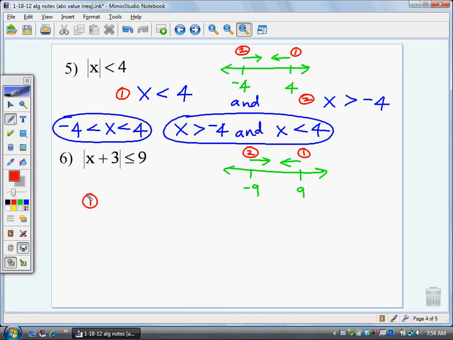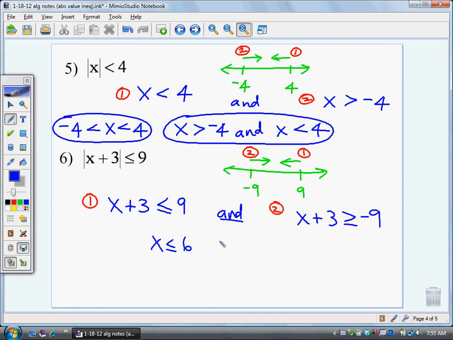inequalities to solve. This time my inequality is a little bit tougher to solve. I have x plus 3 in the absolute value symbols. Number 1 has an arrow pointing left, less than or equal, and it's by the number 9. Our connecting word is "and" again. Second inequality is just going to be the x plus 3, and this time greater than or equal to negative 9. Both of these you solve by subtracting 3, so x is less than or equal to 6, and x is greater than or equal to negative 12.